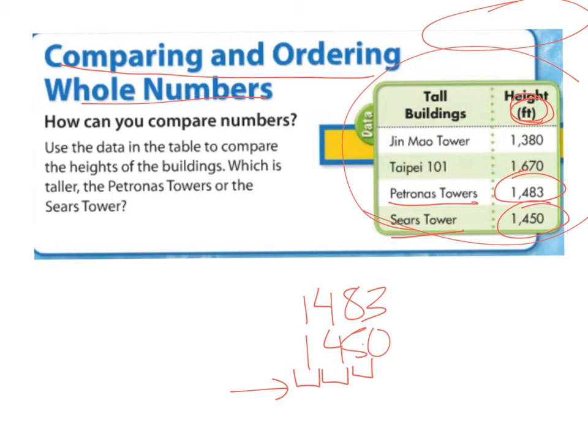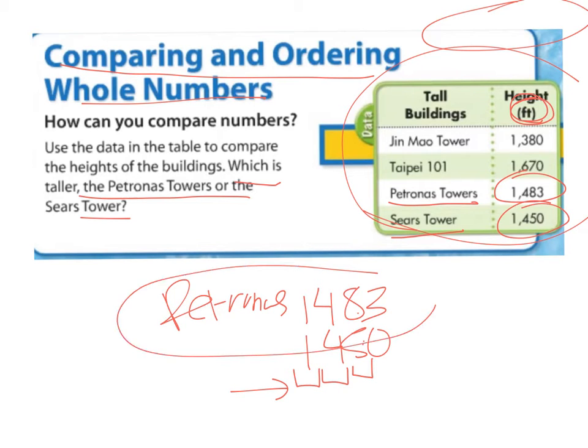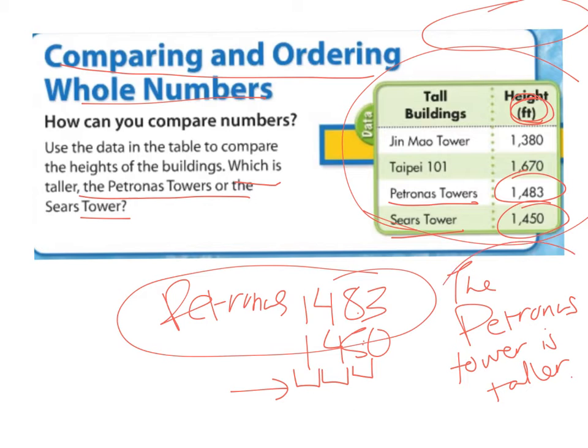I'm going to go back to the question and read it. Which is taller, the Petronas Tower or the Sears Tower? Okay, I know that this one is the Petronas. And I know that an 8 is bigger than a 5. And so I would answer with: the Petronas Tower is taller. Now we're going to go on to the next example.